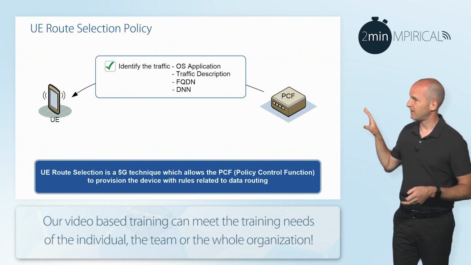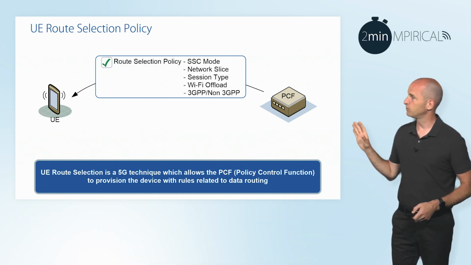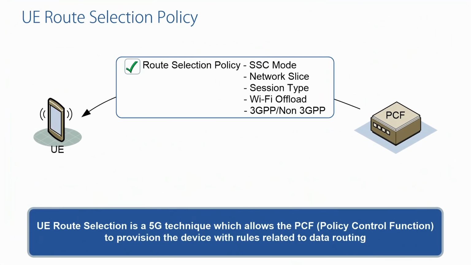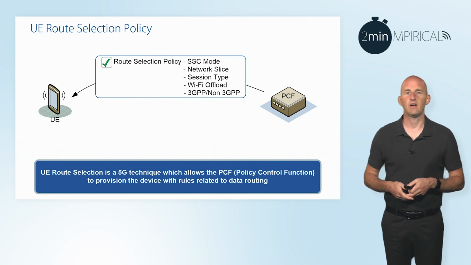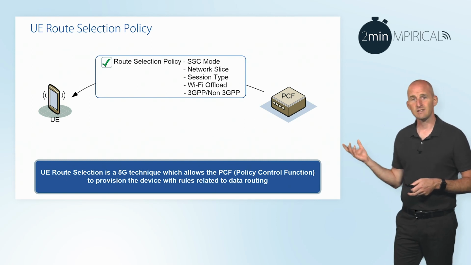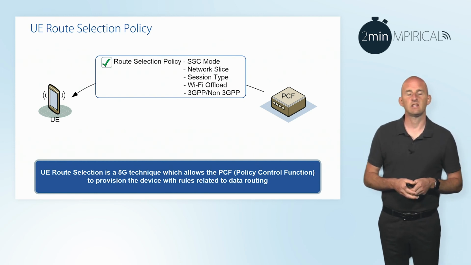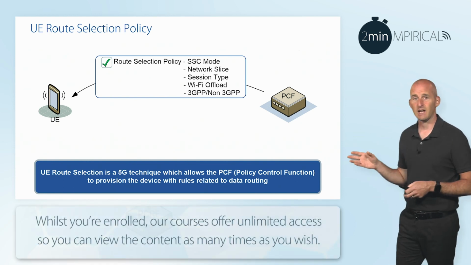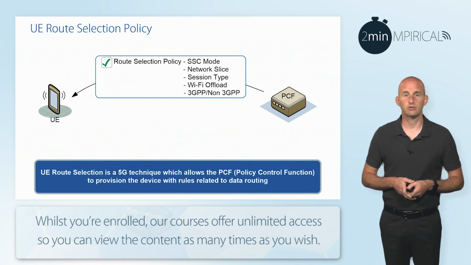So these are all parameters that can be used to identify the kind of traffic, and then we've got the actual route selection policy itself, which tells us exactly what we should be doing with this kind of traffic. For example, we've got the session and service continuity mode, which is going to be mode 1, 2 or 3, and that's related to our IP addressing continuity when we move around the network. We've also got the network slice, so by launching a particular application, we should be using a specific network slice for it. We've got the session type, so should we be using an IPv4 v6 session, should it be Ethernet or should it be unstructured?